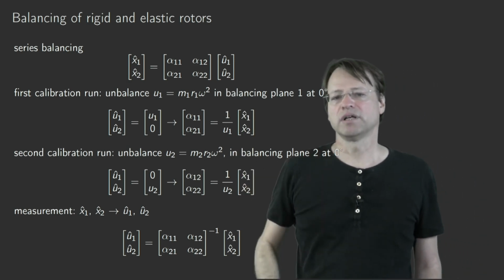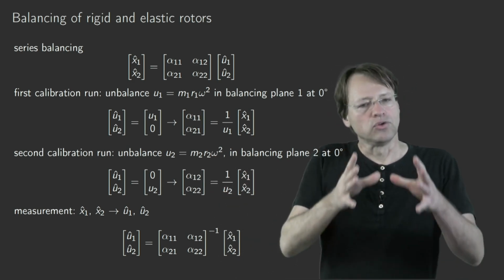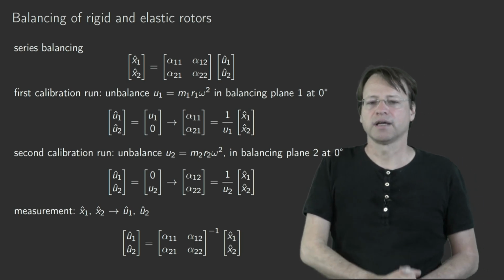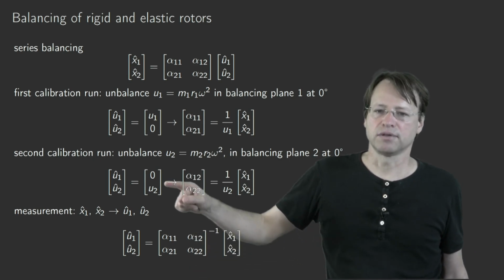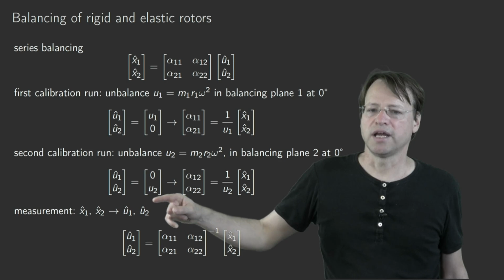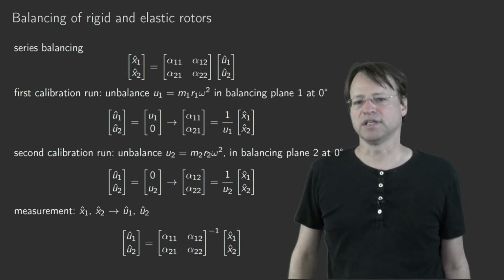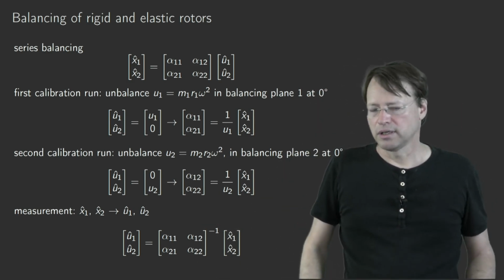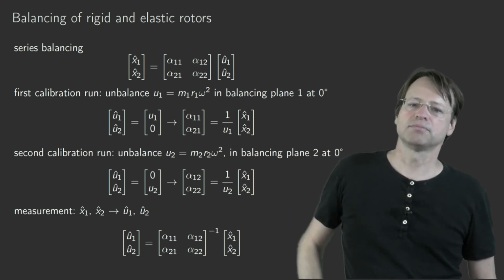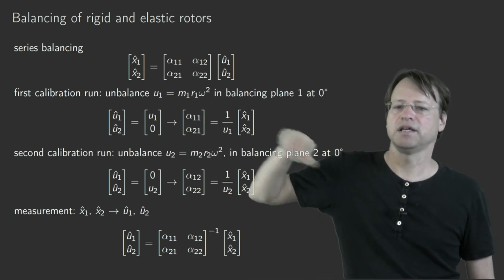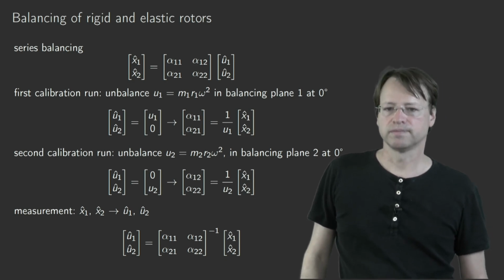So you divide by u sub 1 and you obtain the 2 influence coefficients alpha sub 1 1 and alpha sub 2 1. You do the same with the second calibration run. That is, no additional mass on the first balancing plane, therefore the 0 here. In the second balancing plane, you add a mass, you choose the angle to be equal to 0 here, so that you can represent it by a real number. You switch on your rotor so that it rotates in stationary state with omega. You do your measurement and you obtain x1 hat and x2 hat. You divide by u2 and you have alpha 1 2 and alpha 2 2.